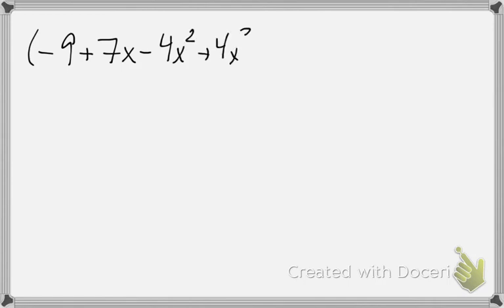So what if I ask you negative 9 plus 7x minus 4x squared plus 4x cubed, old school division sign, 2x minus 1.